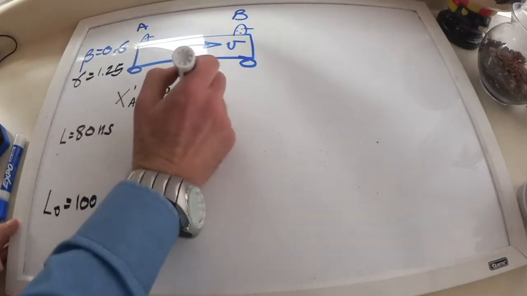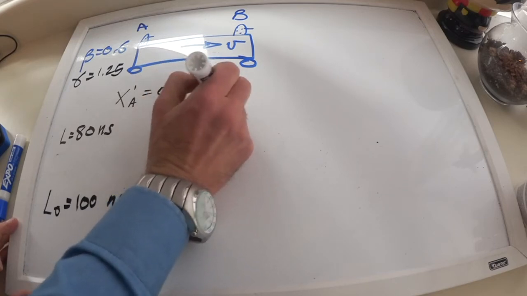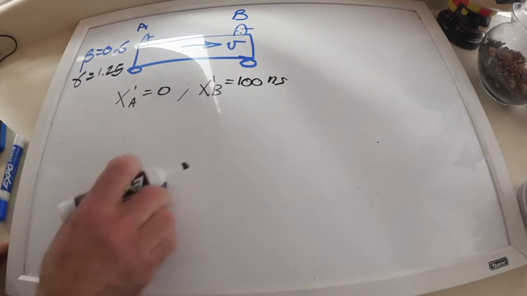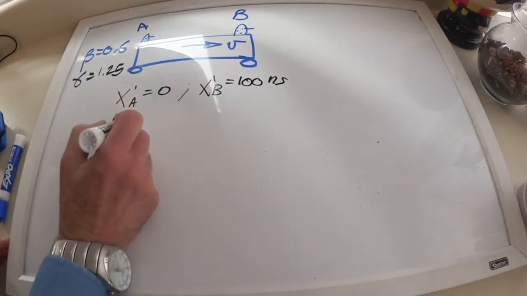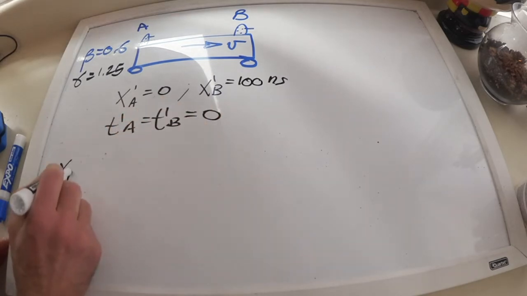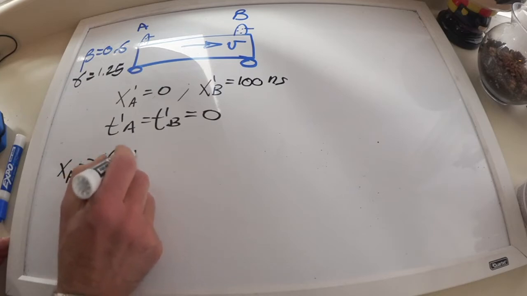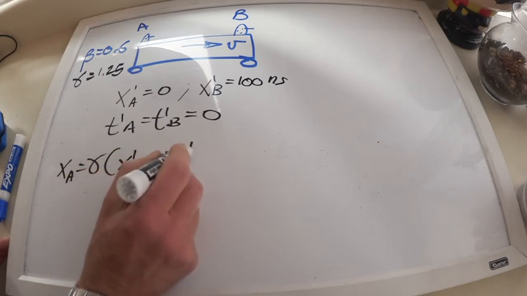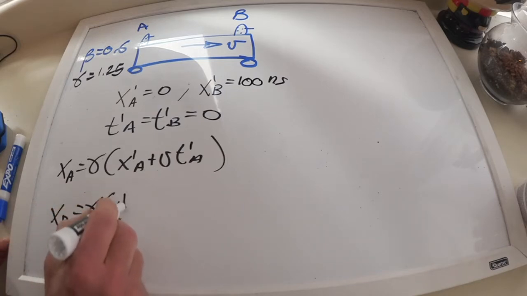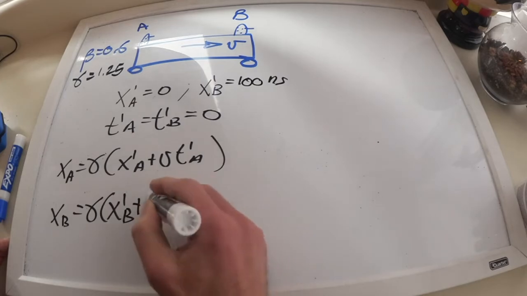Let's do it properly. Let's use Lorentz transformation equations. We know that the coordinates of events A and B from the train's reference frame are x prime A equals 0 and x prime B equals 100 nanoseconds. Also, t prime A equals 0 and t prime B equals 0. Using Lorentz equations, we get that xA is equal to gamma times x prime A plus v times t prime A. xB is equal to gamma times x prime B plus v times t prime B.